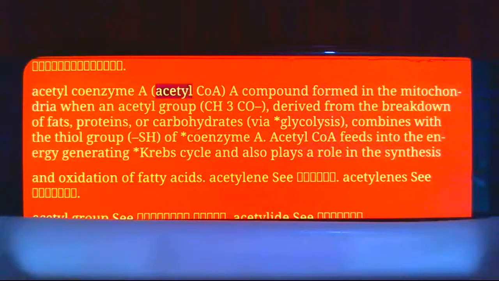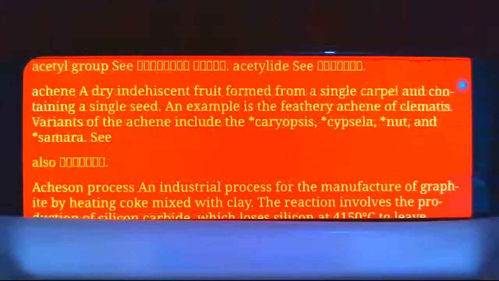Acetyl coenzyme A, acetyl CoA, a compound formed in the mitochondria when an acetyl group, CH3CO, derived from the breakdown of fats, proteins, or carbohydrates via glycolysis combines with the thiol group, SH, of coenzyme A. Acetyl CoA feeds into the energy-generating Krebs cycle and also plays a role in the synthesis and oxidation of fatty acids. Acetylene, acetyl group, acetylide.